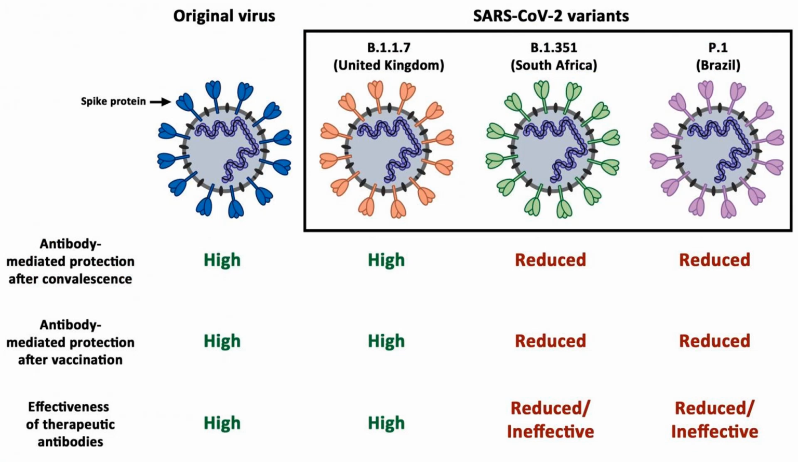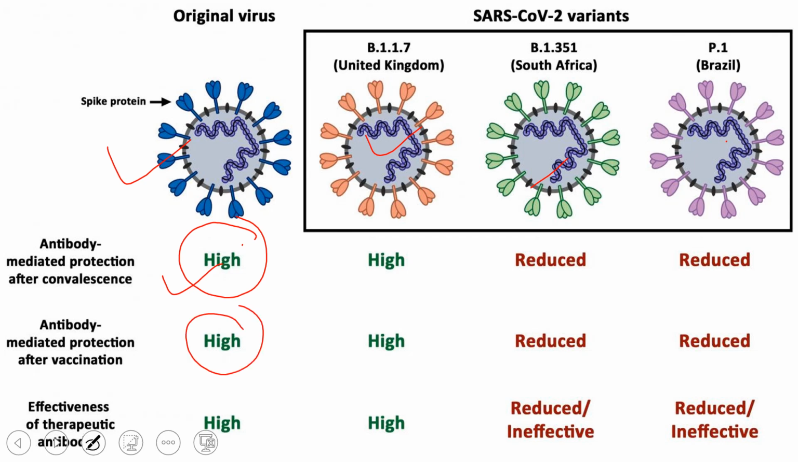Now if we say this is the original, and these are the different variants, three common variants. Here we are not talking about the Indian variant, later on, because I have a separate video on that one. If we say antibody mediated protection was very high in the case of the original virus, antibody mediated protection after vaccination was very high, and the effectiveness of therapeutic antibodies was very high. But when they are mutated, you can see all these protections, either through plasma therapy or through vaccination or through therapeutic antibodies, all have been reduced.